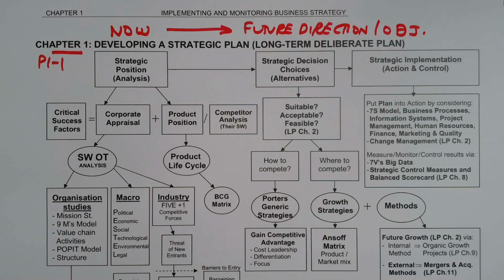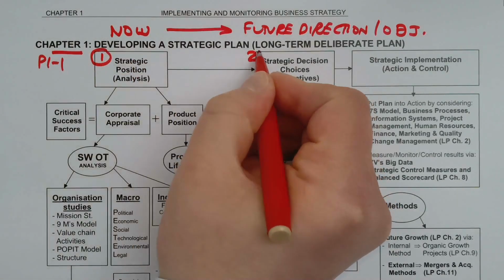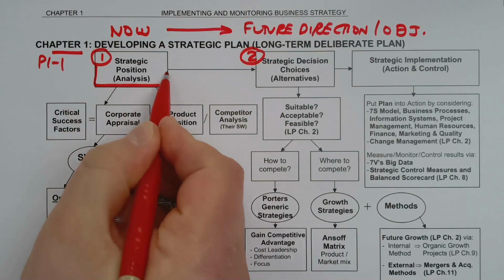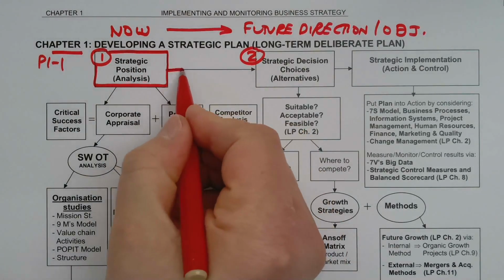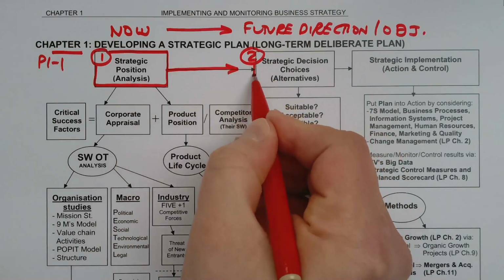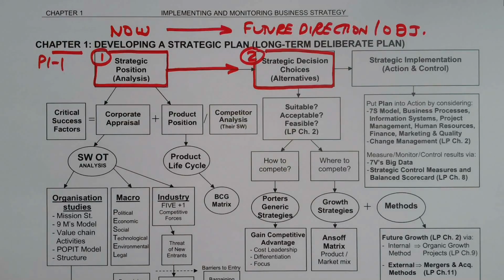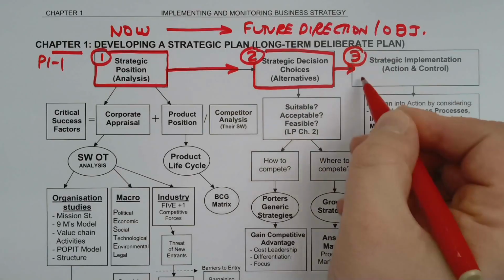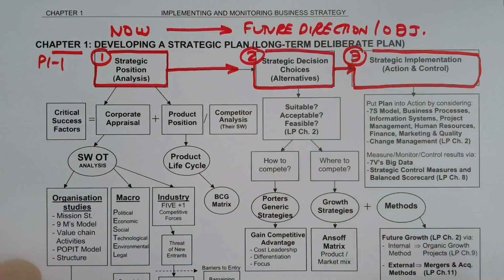Well, how do we know where we want to go? Well, we do it through 3 stages. So first of all, stage 1. This is first of all analysing our position. So this is where we are. Where do we want to go? Once we've then determined where it is we want to go, we then start coming up with decision choices, methods of getting us to where we want to go. And then once we've made those decision choices, the final 3rd stage is implementing those choices. So this is putting into action and control.